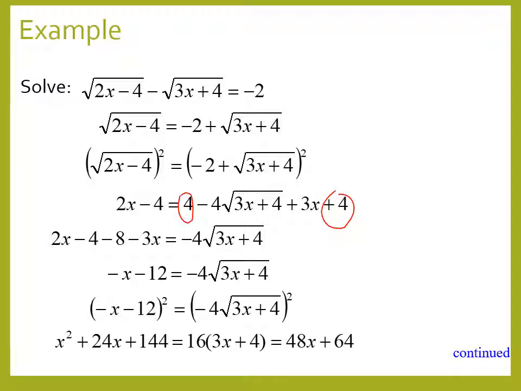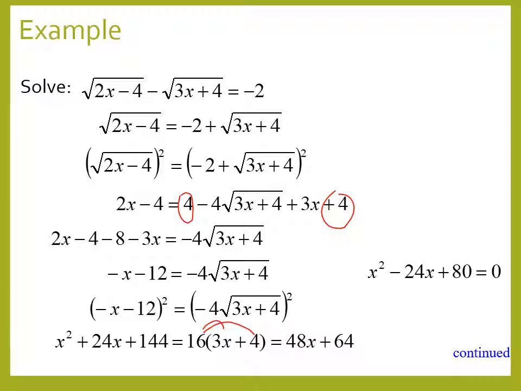FOIL or follow the rules. And so I end up with x squared plus 24x plus 144 equals 16 times 3x plus 4. I distribute the 16, and I get 48x plus 64. I ran out of room, but we're going to keep squeezing it all in there.